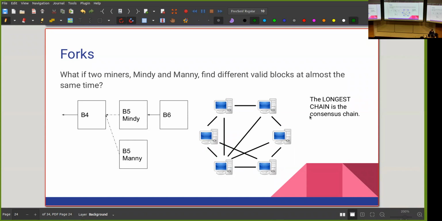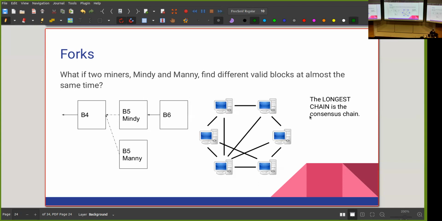I can just say to every node on the network that we have a new rule. And our new rule is whenever you have more than one blockchain, more than one chain of blocks, you always take the longest chain. So we tell everyone in the network to always only follow the longest chain, and the longest chain is the consensus chain.